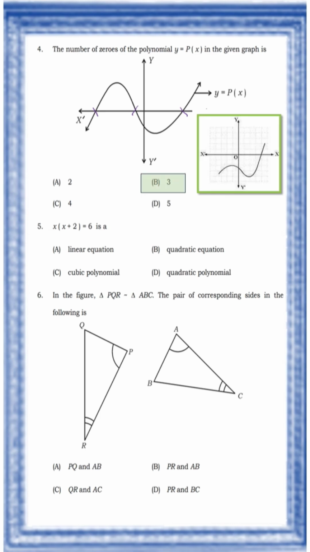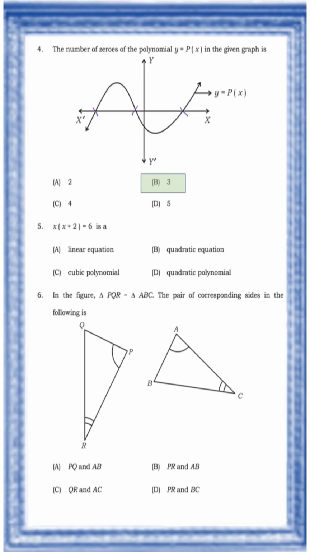For example, in this case, the graph cuts the x-axis at only one point, so the number of zeros is 1. Here, the graph cuts the x-axis at 2 points, so the number of zeros is 2. Here, the graph cuts the x-axis at 4 points, so the number of zeros is 4. Here, the graph doesn't cut the x-axis at all, so the number of zeros is 0.